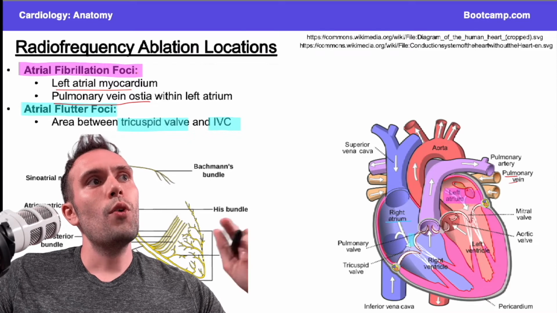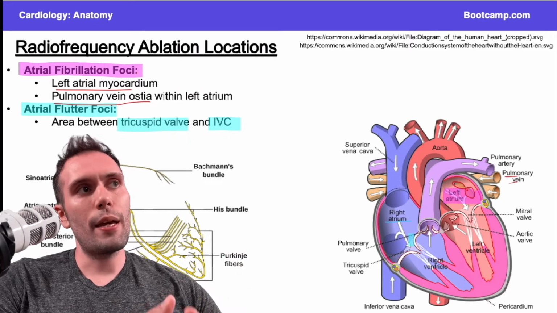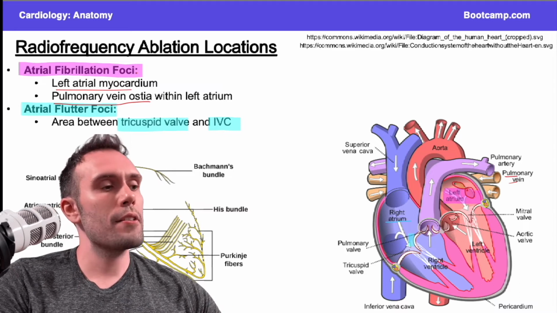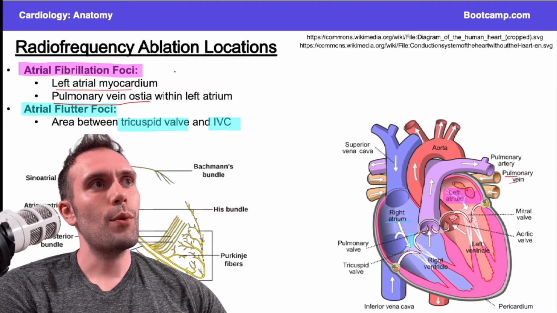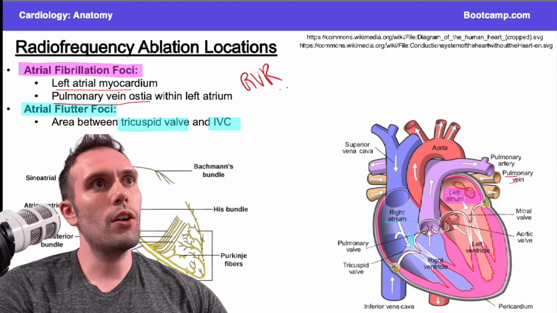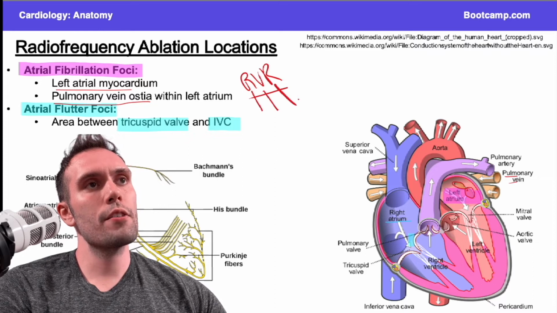Now, the one exception to this: let's say we have a patient that has atrial fibrillation. Maybe they had ablations in the past. But one thing that can happen with our patient is they can go into AFib with RVR. What does it stand for? Rapid ventricular response.